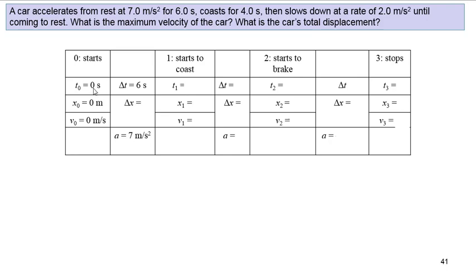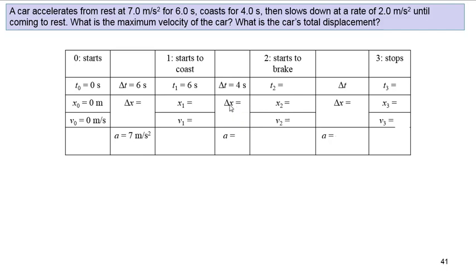Well, if t0 was 0 and delta t is 6, so it takes 6 seconds to go from here to here. This is also going to be 6 seconds. I don't know x1. I don't know v1. We coast for 4 seconds, so this should be 4.